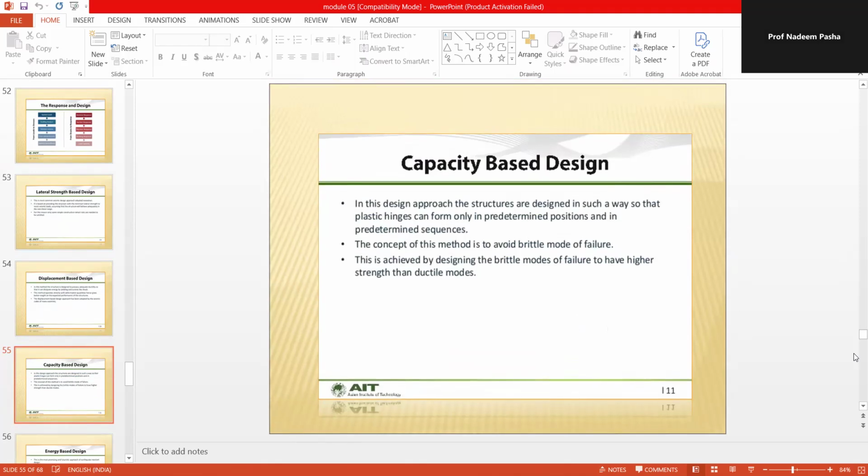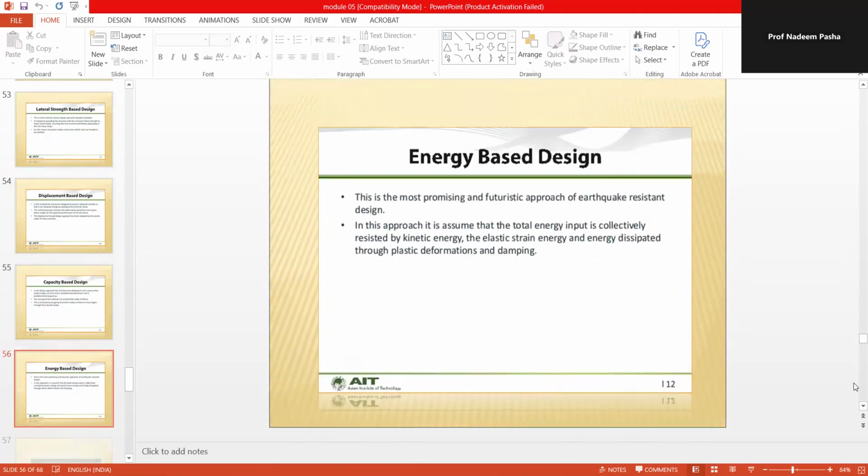Capacity based design. In this design approach, the structures are designed in such a way that plastic hinges can form only in predetermined positions and in a predetermined sequence. The concept of this method is to avoid brittle modes of failure. This is achieved by designing the brittle modes of failure to have higher strength than ductile modes.